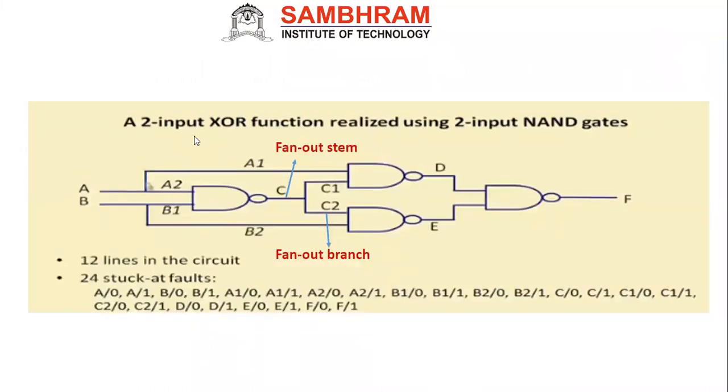Now we'll see the example here, showing a 2-input XOR function realized using 2-input NAND gates. This is the XOR gate actually, built using 2-input NAND gates. You see here, A, B, and the NAND gate here. This is something about your fan out stem. As I said, this is nothing but your fan out branch.